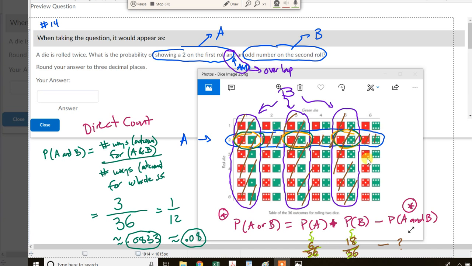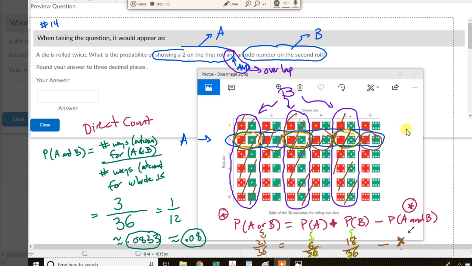If you're in any of the shaded regions, you're in the or. Let's count them. 1, 2, 3, 4, 5, 6, 7, 8, 9, 10, 11, 12, 13, 14, 15, 16, 17, 18, 19, 20, 21. So this would be 21 out of 36, and this is x. We don't know it, right? This is what we're trying to solve for.